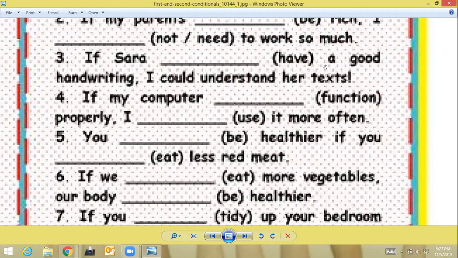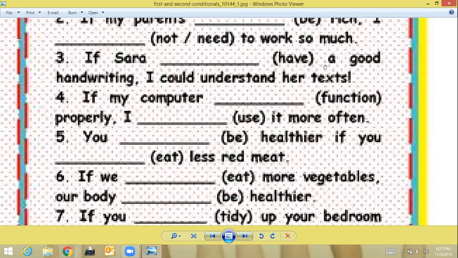Do you guys eat red meat? Sometimes? Yes. Okay. In my case, rarely. Okay. Red meat is delicious, but it's bad for your health.